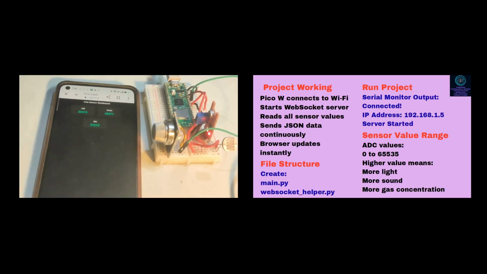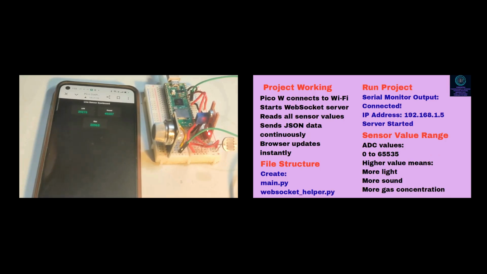Now the serial monitor output: it will show connected, and I will show you how it looks when I go to the ports. Then the IP address, server started, and sensor values. ADC value is 0 to 65535, just what we have discussed. High value means more light, more sound, and more gas. These are the things you should keep in mind.